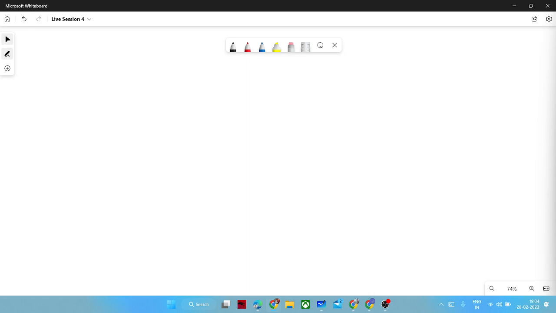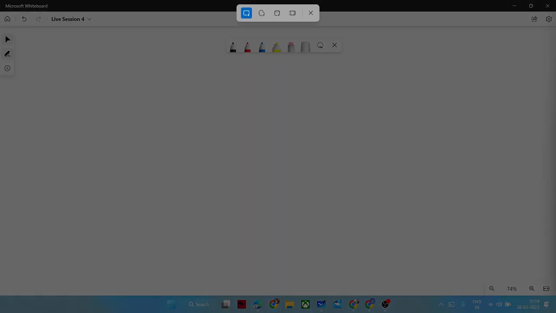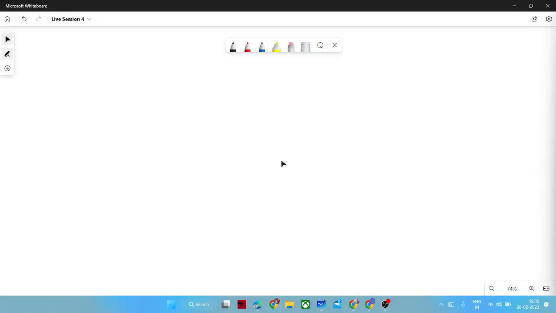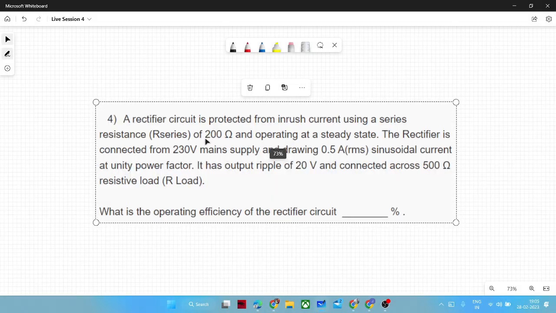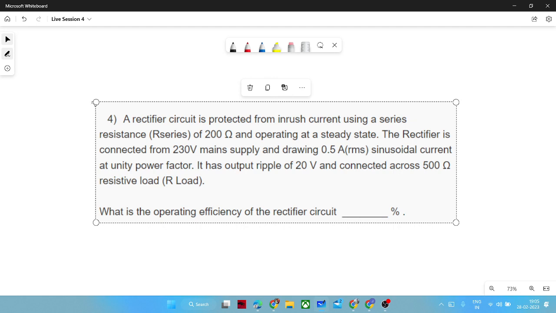Sir, regarding the efficiency of the rectifier circuit. Okay, regarding the efficiency of the rectifier circuit, you mean the fourth problem or the fifth? Here, P out by P in would give us the efficiency, no? Yes. P out we will be calculating by V average square divided by R.